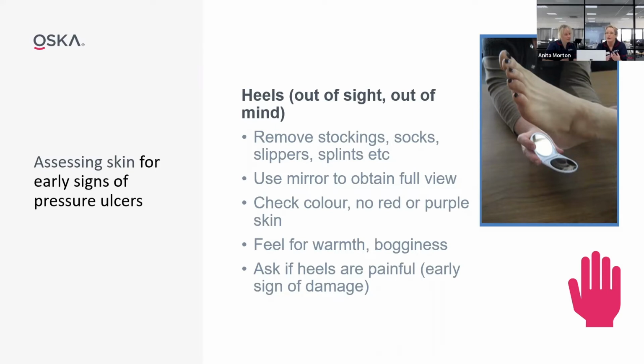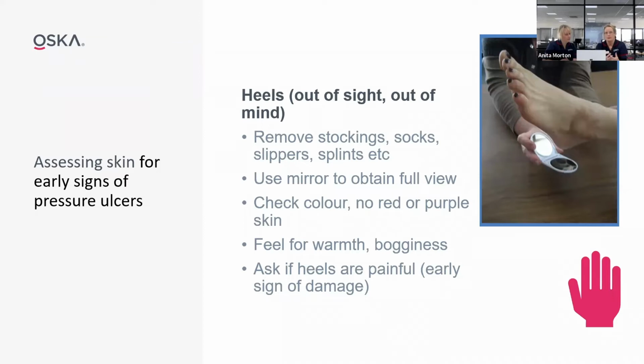We need to look at other places that might be out of sight, out of mind. So maybe the ears, if they're lying on that side a lot, or if they've got tubing, or even if they've got glasses on and they end up falling asleep in the bed with their glasses on. We need to be looking at elbows and ankles. We need to be looking at shoulder blades.